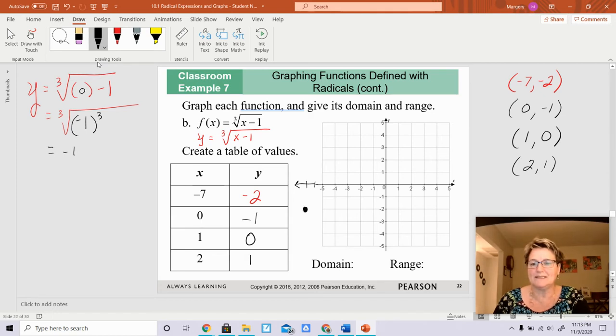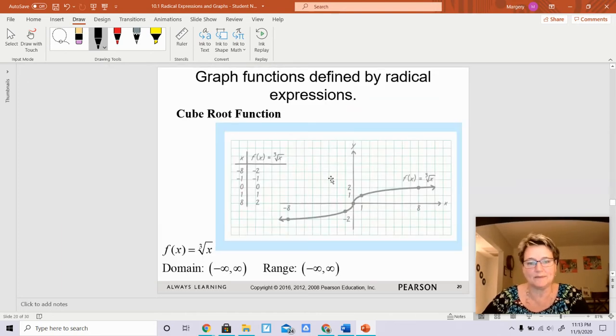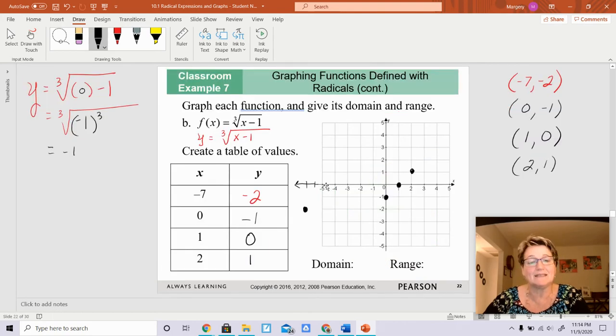The other one's going to be 0, -1. The other one's going to be 1, 0. And then 2, 1. Now, just like my parent function for a cube root, if you notice, it was a cube root of x. It started at 0, and then it started moving that direction, and then it started moving this direction. Now this time, because I have an x minus 1, it actually gets shifted over to the 1 over here. It gets shifted to the right.